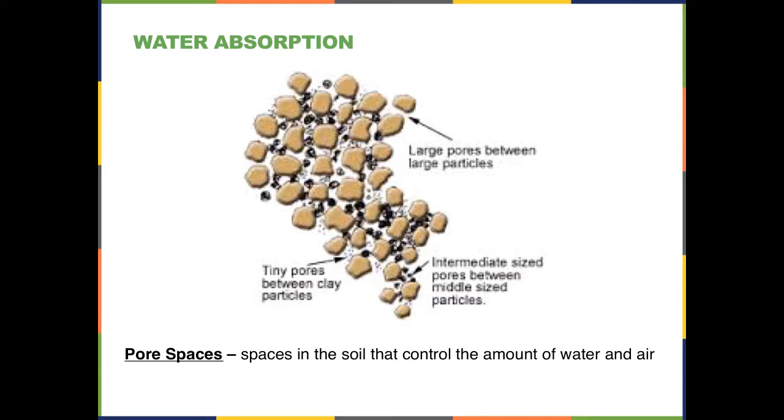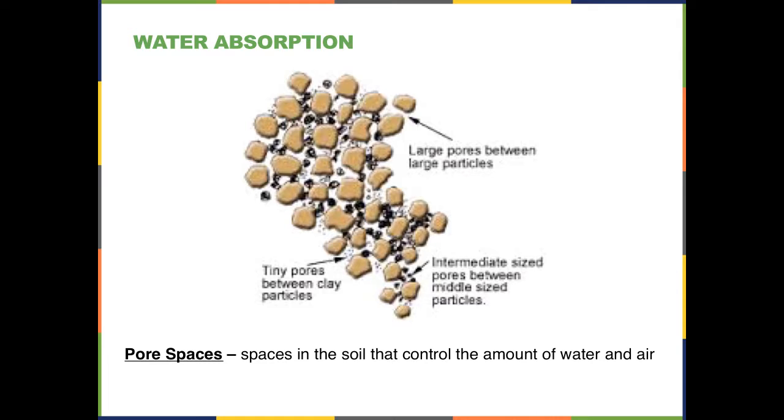Now when you look at soil, it can be made up of large pieces with large pores in between each particle, such as in this area up here. You have large particles and large pores. It could be made of intermediate pieces and intermediate sized pores, and then it can be made of extremely small pieces with very tiny pores. The pores or spaces in the soil are called pore spaces. The reason they're important is these pore spaces control the amount of water and the amount of air that's in the soil and that the plant has available to it.